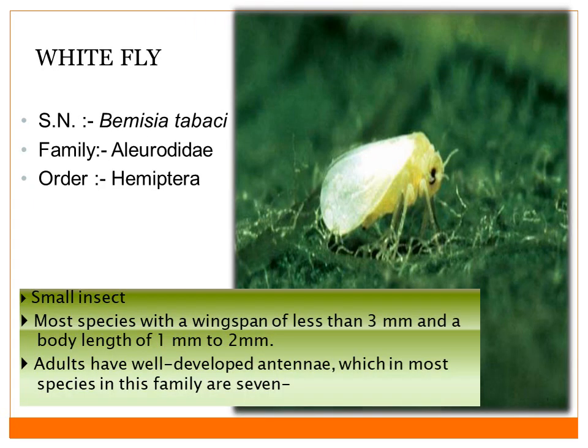Next is whitefly, same as the one for peanut earlier. Bemisia tabaci. This is a small insect, most species with a wingspan of less than 3 mm and a body length of 1 mm to 2 mm.